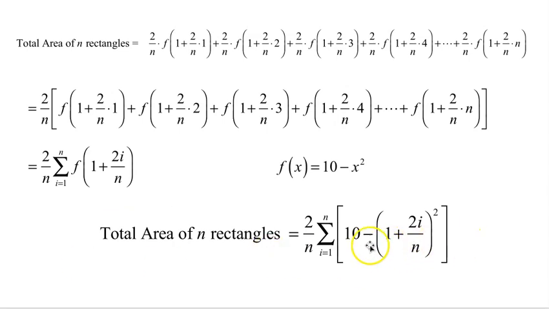So 10 minus x squared, with x replaced by 1 plus 2i over n. That's our total area for n rectangles. And the way we're going to get the actual area, we'll take the limit as n goes to infinity of the total area for n rectangles. So let's see what happens here.